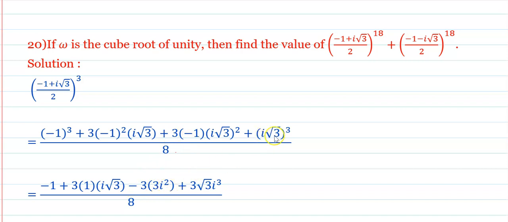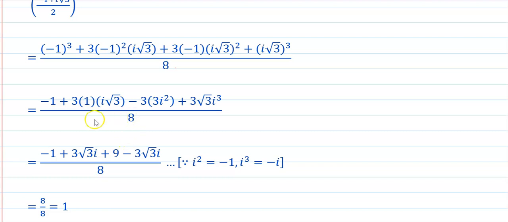What about here? (i root 3) cube means i cube, and root 3 cube means what? Root 3 into root 3 into root 3, that is, you will get 3 root 3. Okay, 3 root 3 i cube. Next, upon it, minus 1, 3 into 1, overall you will get 3 root 3 i. And here i square means what? Minus 1. Here minus and minus is plus 1, the plus 1. 3 into 3, 9. Minus 3 root 3 i.